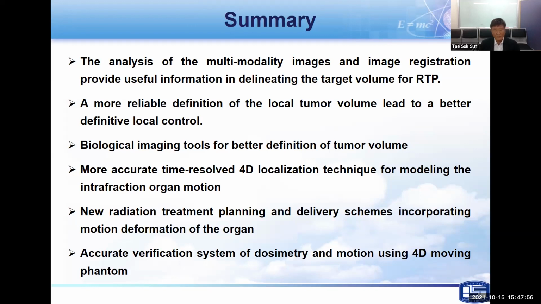We need to develop a more accurate time-resolved 4D localization technique for modeling the intrafraction organ motion using 4D imaging techniques. We should develop new 4D radiation treatment planning, possibly AI-based in the future, and delivery schemes incorporating the motion and deformation of the organ. Definitely, we need an accurate verification system for dosimetry and motion using a 4D moving phantom.